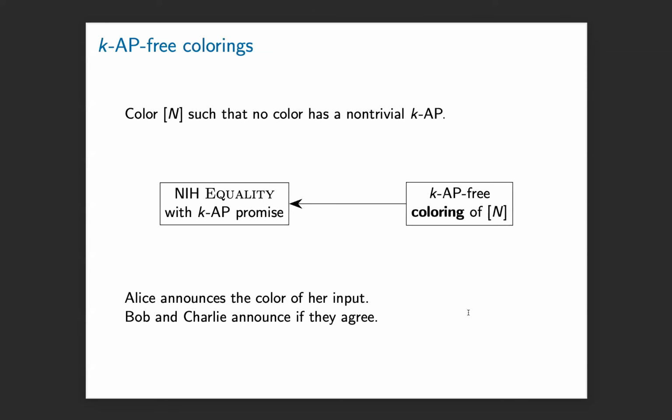So in general, going from colorings to protocols is going to be fairly easy. As a warm-up, going from 3-AP-free colorings to number-on-forehead promise equality protocols. You just have Alice announce the color of her input, and then Bob and Charlie announce that they agree. And since the coloring is said to be 3-AP-free, if they all agree on the color, then that means they must have had the same input. So equality is true.